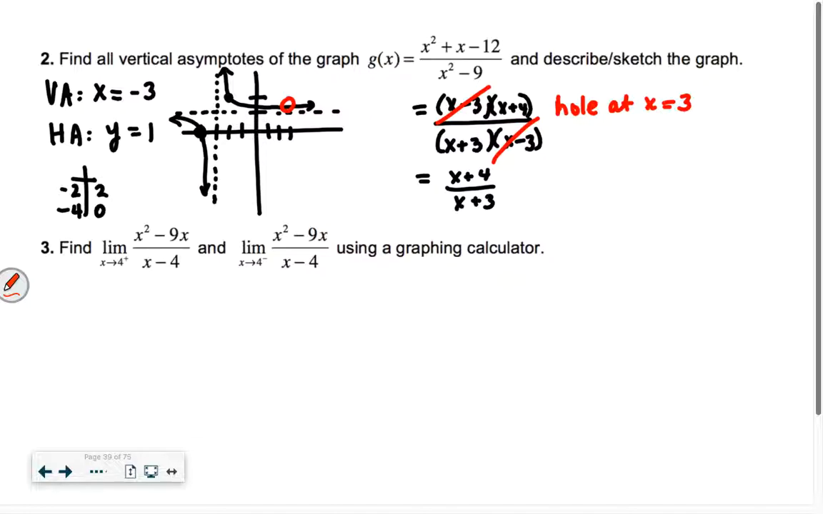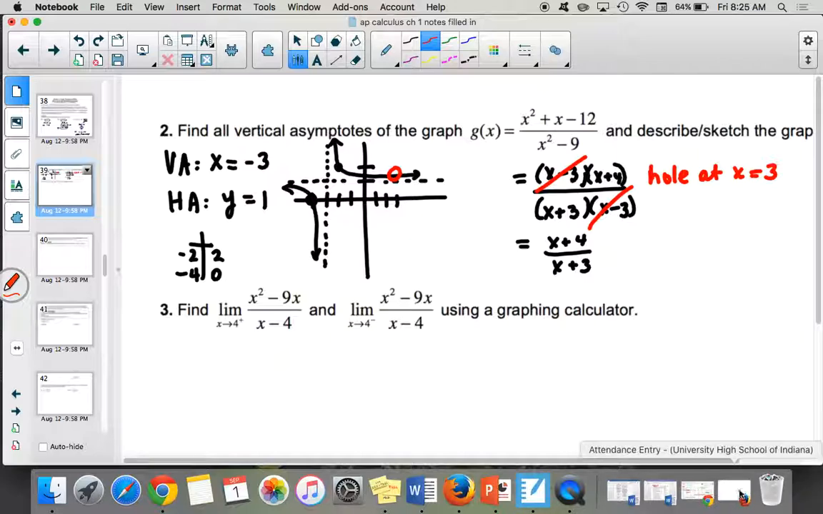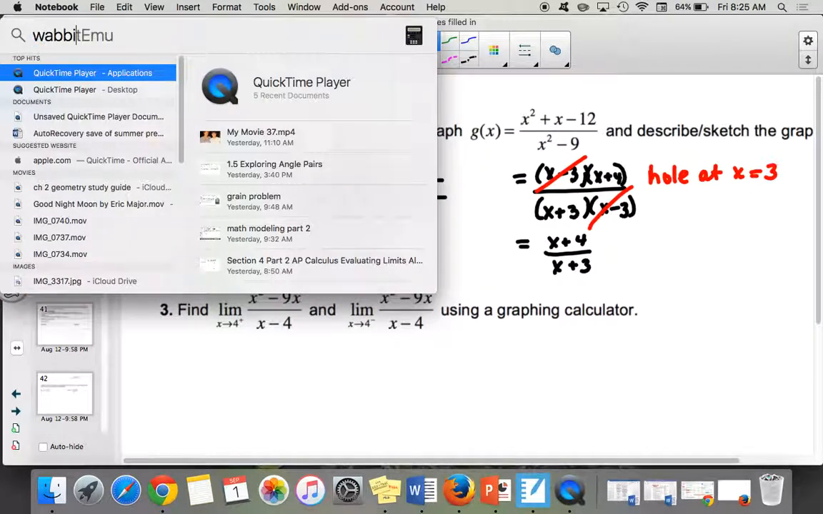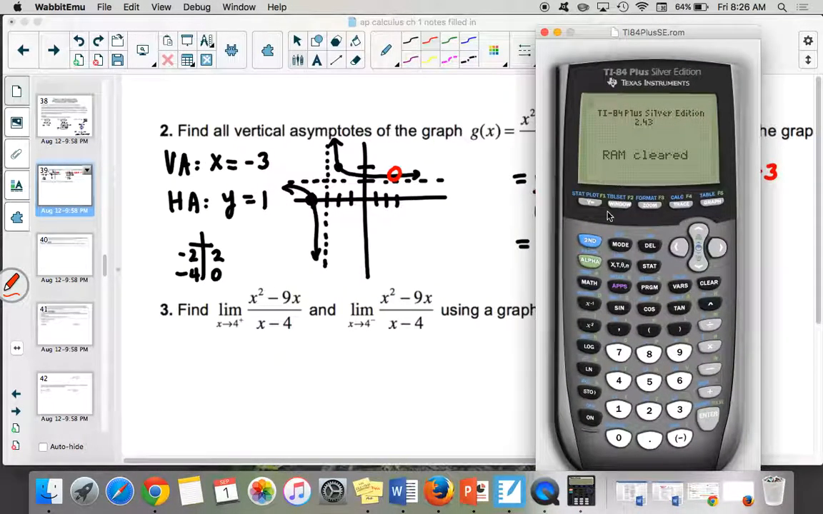Okay. So number 3, it says find the limit as x goes to 4 from the right and the limit as x goes to 4 from the left of x squared minus 9x over x minus 4. So let's see what the graph looks like. So we can use our graphing calculator. Might be easier if I use Desmos, but I'll use the graphing calculator for you guys. So we go to y equals, and we put in x squared minus 9x divided by x minus 4.